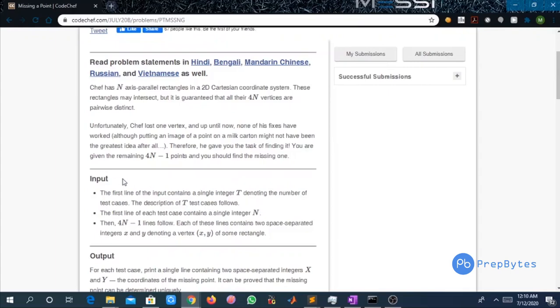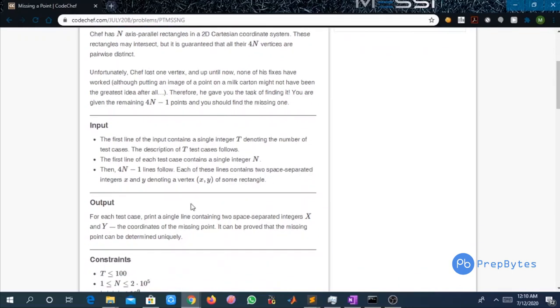So let us also read the input format. The first line of the input contains a single integer t denoting the number of test cases. The description of t test cases follows. The first line of each test case contains a single integer n. Then 4n minus 1 lines follow. Each of these lines contains two space separated integers x and y denoting a vertex (x, y) of some rectangle, right? The output which we have to print for each test case is a single line containing two integers x and y, the coordinates of the missing point. It can be proved that the missing point can be determined uniquely.